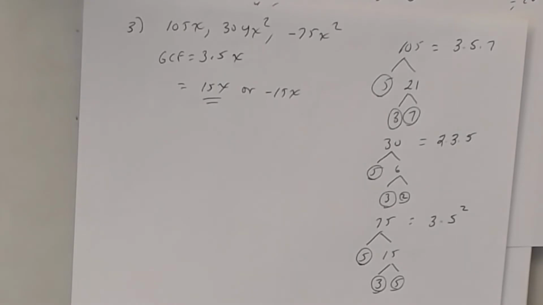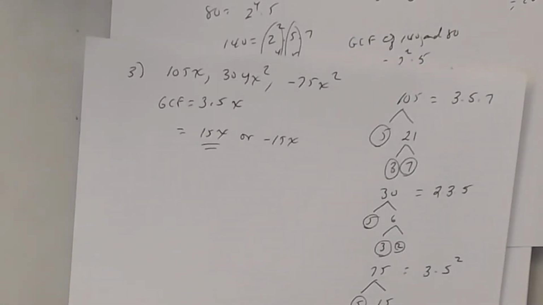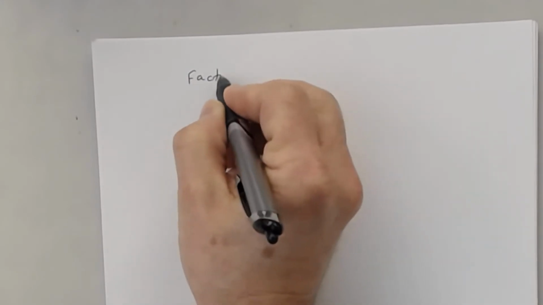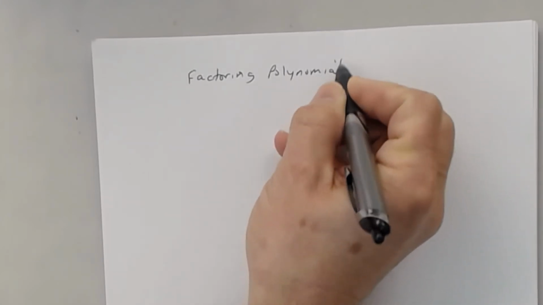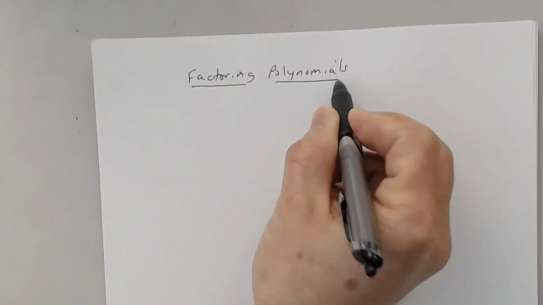Okay, now let's talk about this idea now. So what we looked at was finding the GCF of two or more terms. And when factoring polynomials, we're now going to talk about factoring polynomials. All right, factoring polynomials. We first of all need to kind of talk about what a polynomial is. A polynomial.